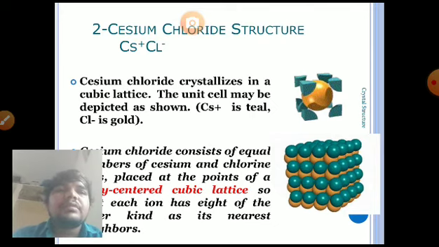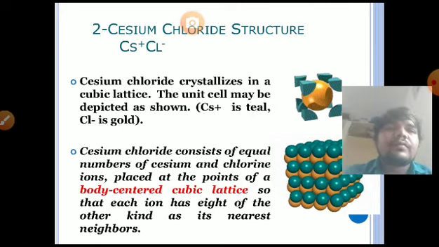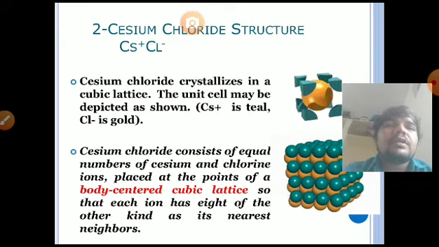Next one is the cesium chloride structure. Cesium chloride crystallizes in a cubic lattice. The unit cell may be depicted as shown. Cesium is teal and chloride is gold. Cesium chloride consists of an equal number of cesium and chloride ions placed at the points of a body centered cubic lattice, so that each ion has 8 of the other kind as nearest neighbors.